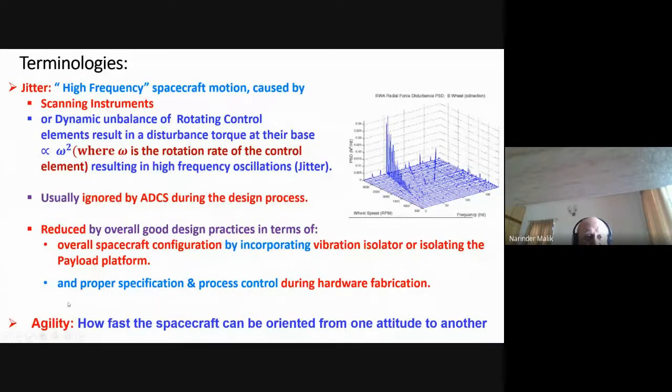Agility, we have discussed earlier: how fast the spacecraft can be oriented from one attitude to another. This picture shows you the power spectral density caused by this dynamic unbalance of the wheel. One typical one. On this side is the wheel speed. This side has the various components, various harmonics will also come into the picture, and this is the power spectral density. I have taken this from the literature, so this is very typical.